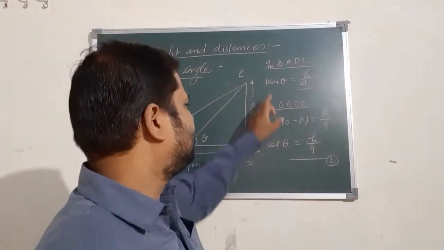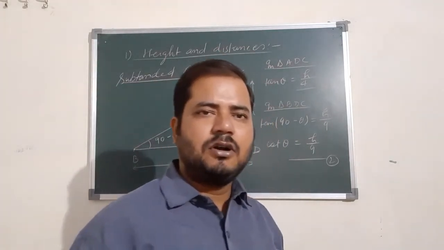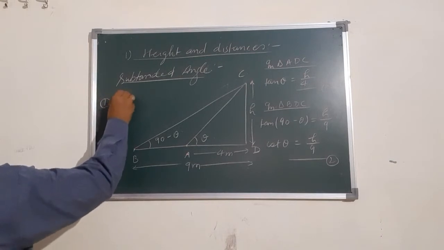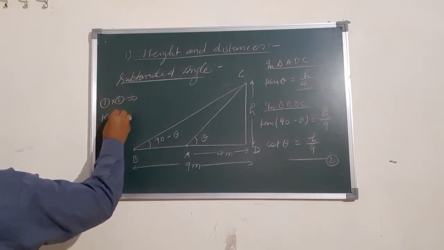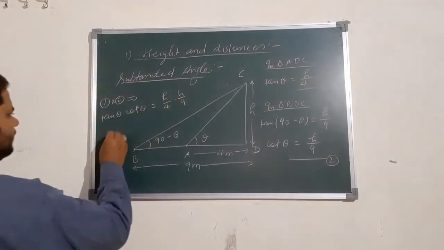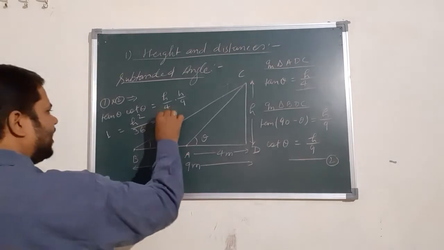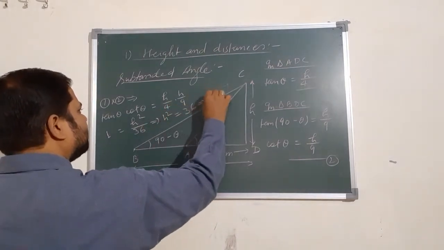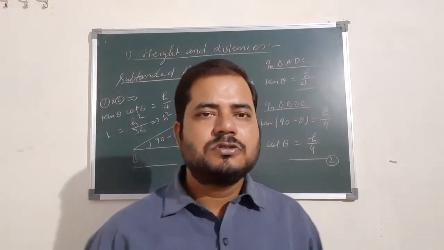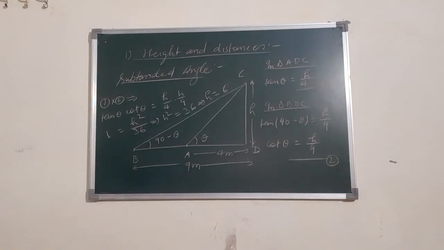So see, this one is tan theta and this is the cot theta. If we multiply both of them, then tan theta cot theta becomes 1. So 1 multiplied by 2 implies tan theta into cot theta is equals to H by 4 times H by 9. So this is 1 and this is H square by 36. So H square is equals to 36, which implies H is equal to plus minus 6, but distance is always positive. So this is positive 6. Okay. So note down this question, this is the important one.